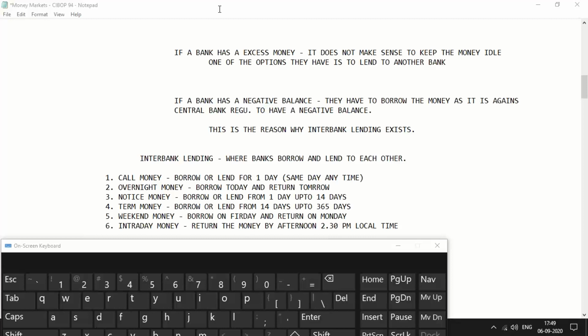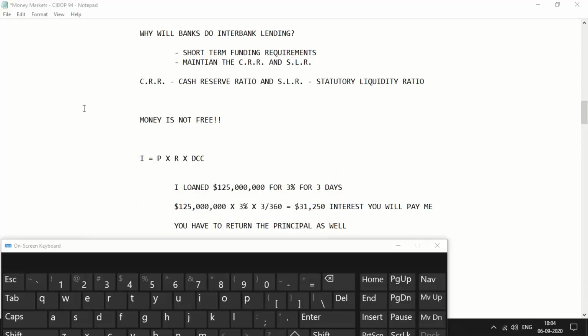Now, I put up an example here. I think all of you should know how to calculate interest. How do you calculate interest? It is principal into rate into DCC, day count convention. I think you spoke about this last week.